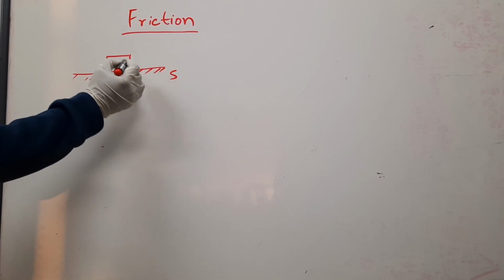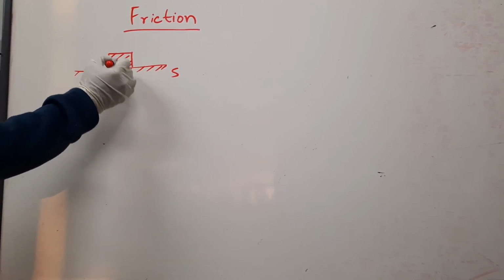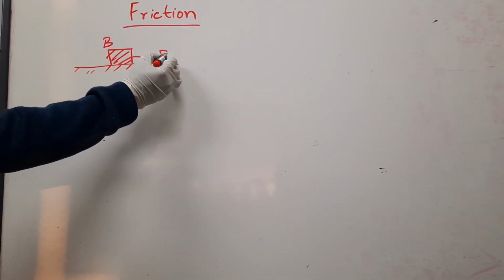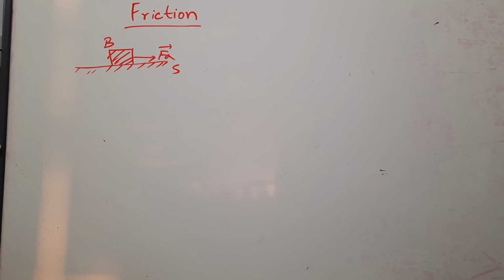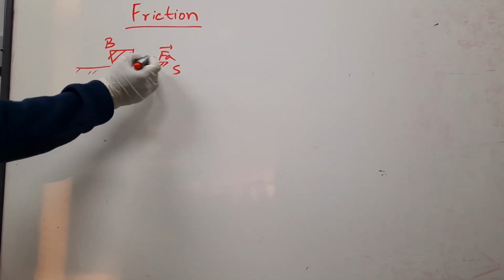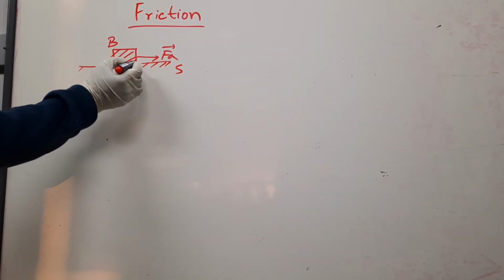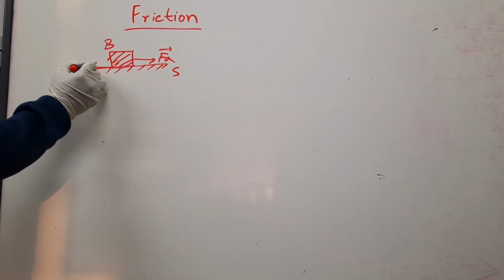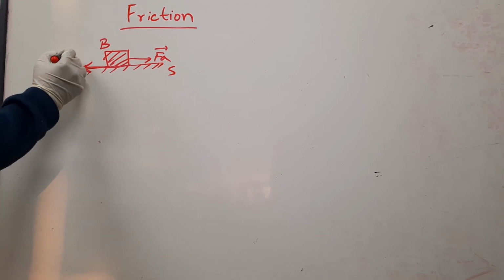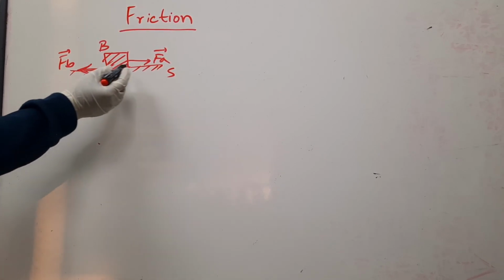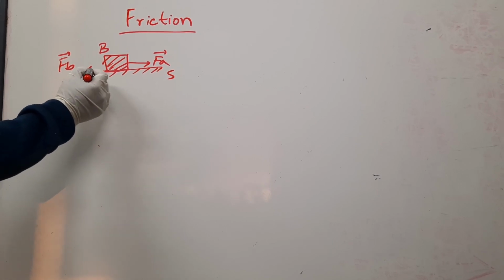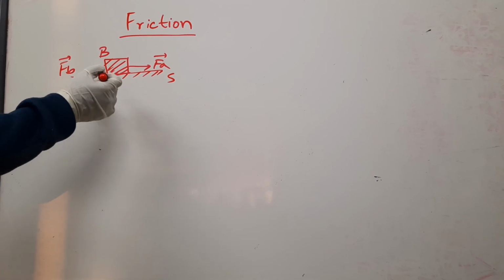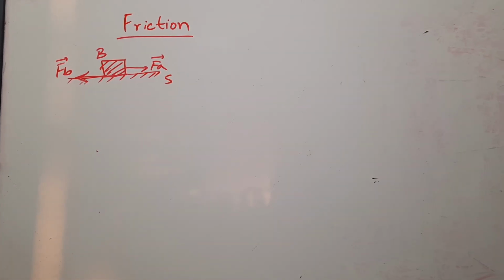Consider we have one surface S. On the top of it we have an object B, and we try to slide or move the object B on the surface S by a force Fa as shown by this arrow. Consequently, we know that there will be an opposite force, parallel but in the opposite direction to Fa. This force is Fb, called the frictional force, which acts through the interface between the two surfaces.